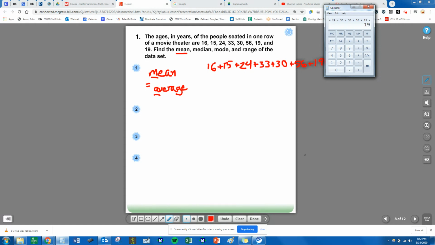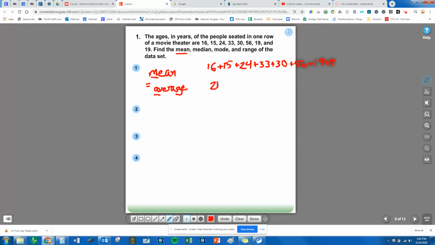212 is the sum of those numbers. Now, what we do next to find the mean is we divide it by the number of numbers. So in this case, how many numbers are there? There's 1, 2, 3, 4, 5, 6, 7, 8. So to find the average, we divide it by 8.